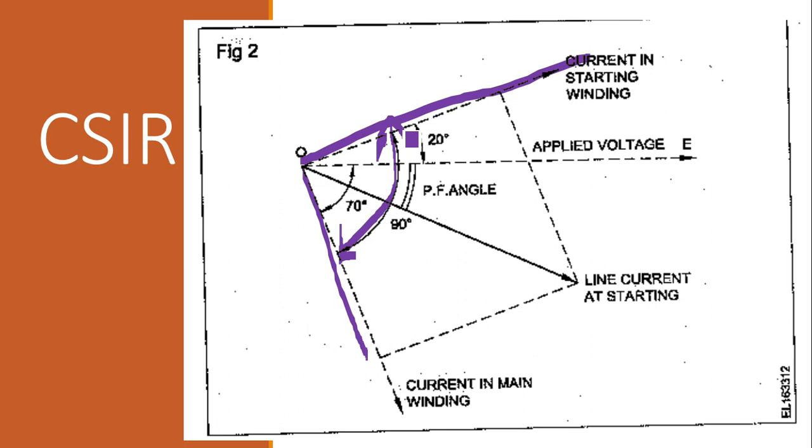So the CSIR motor, because it is having 90-degree phase shift between starting winding current and running winding current, is having very good starting torque. The CSIR motor will be having very good starting current. Okay, so this is about winding.